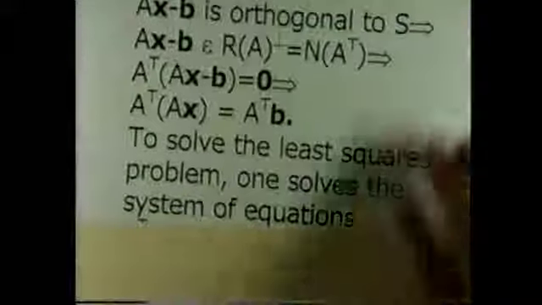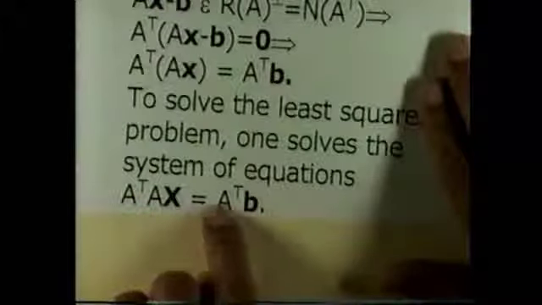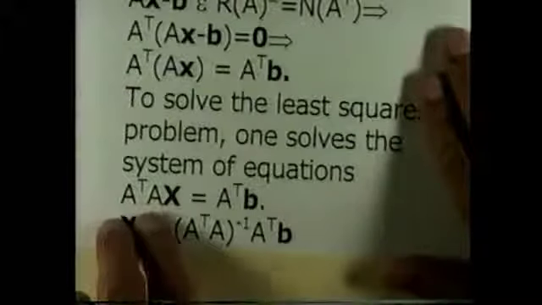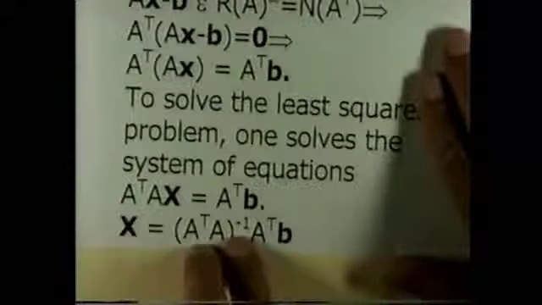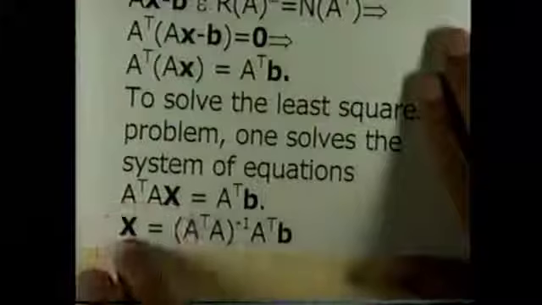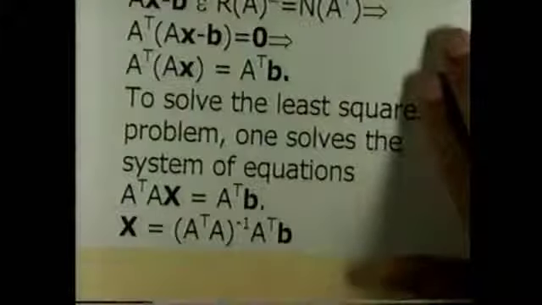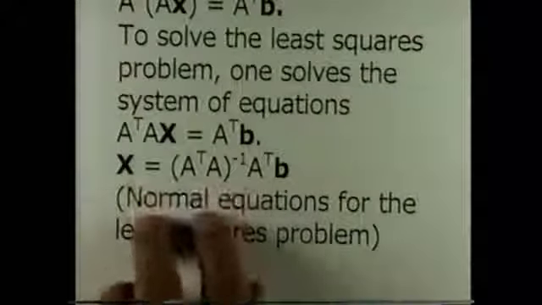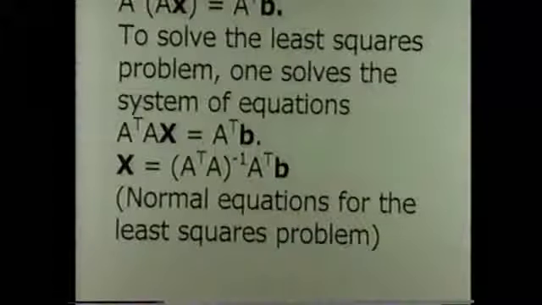To solve the least squares problem, one solves the system of equations A transpose A x equals A transpose b for x. What I would need to do is multiply both sides by (A transpose A) inverse. If I multiply by (A transpose A) inverse on this side, it leaves me with x. I do the same on the other side. This system is called the normal equations for the least squares problem.